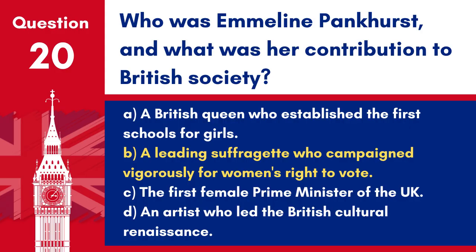Answer. B. A leading suffragette who campaigned vigorously for women's right to vote. Emmeline Pankhurst was a crucial figure in the British suffrage movement, known for her leadership and advocacy that significantly advanced women's rights in the UK.